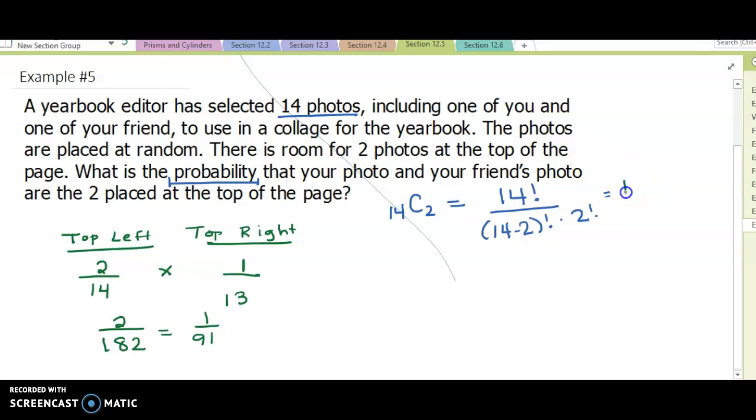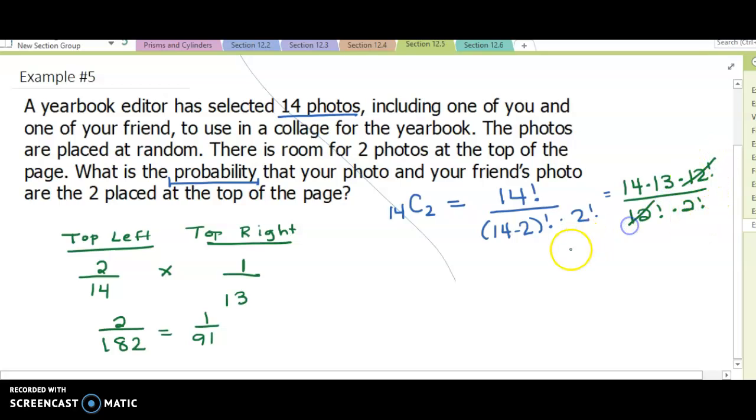Okay, so this is just 14 times 13 times 12 factorial over 12 factorial times 2 factorial. 12 factorials go away. I'm left with 14 times 13 over 2, which equals 182 out of 2, which is 91 over 1, or just 91. So what this tells me is that there's 91 different combinations of choosing any 2 kids out of 14.